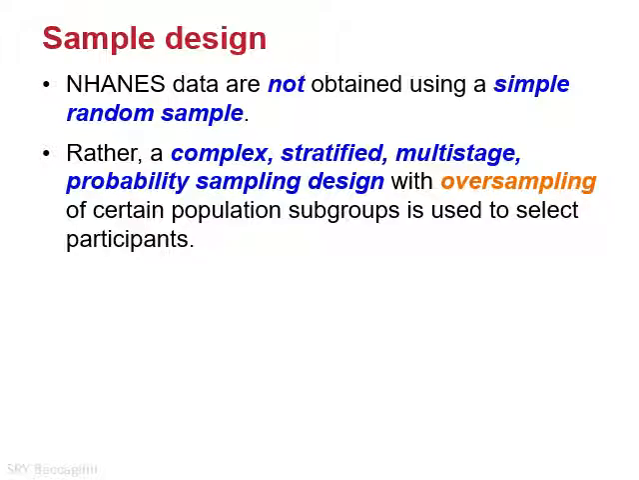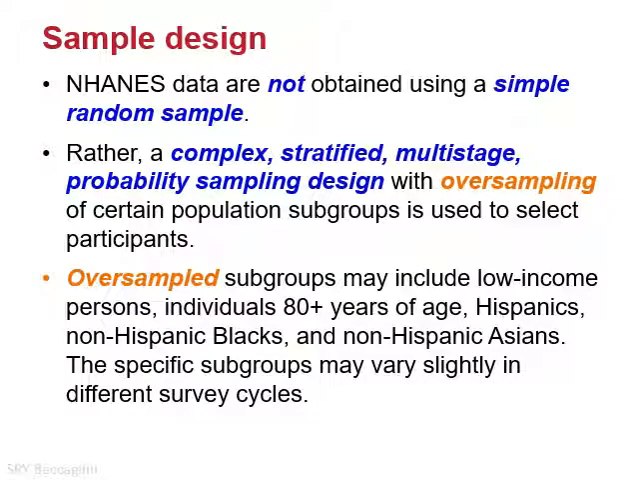So again, the enhanced data are not collected using a simple random sample, but it is a complex, stratified, multi-stage probability sampling design with oversampling of certain populations. And the oversampling, which groups are oversampled? It could be low-income individuals, those that are very old, very young, certain racial and ethnic groups that, if you just took a sample, you probably wouldn't get enough of to do a nice analysis.